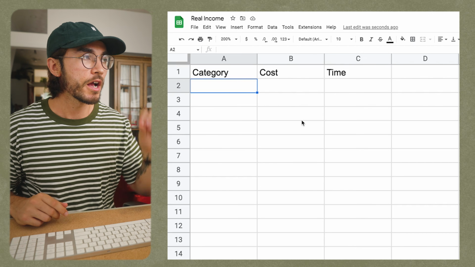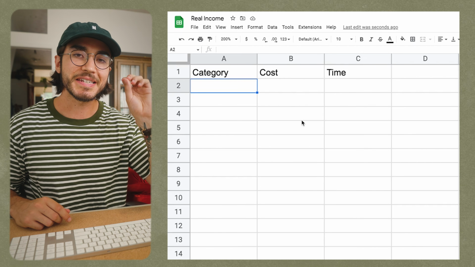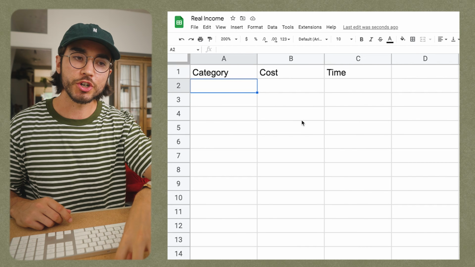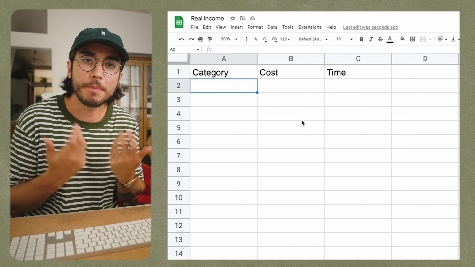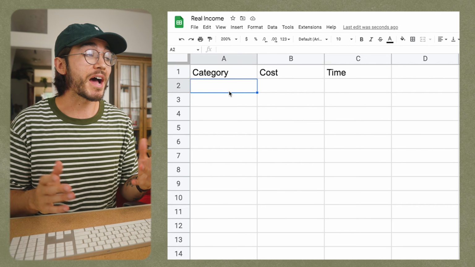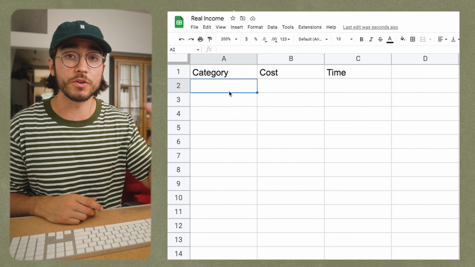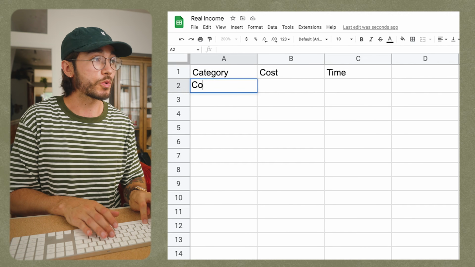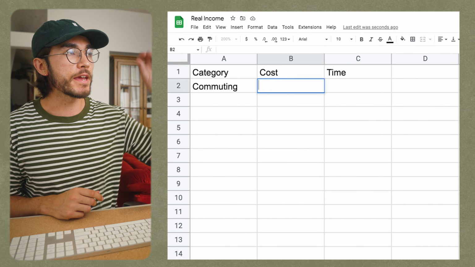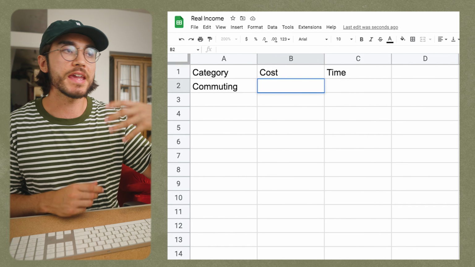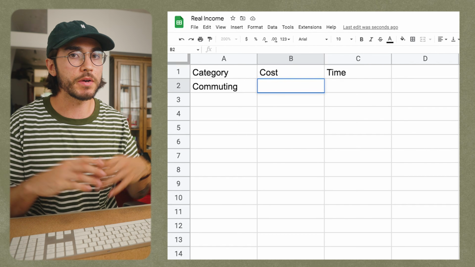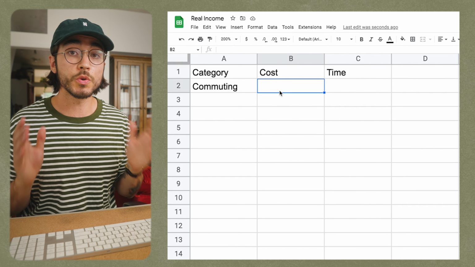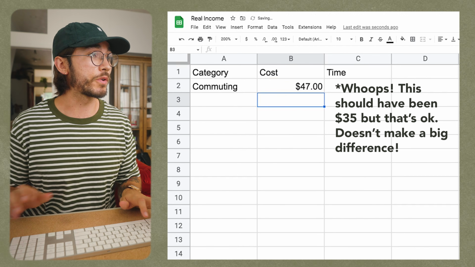So here's the plan. Under category, I'm going to list any expenses that I incurred that were directly related to me being able to perform my job effectively. For example, I had to take the subway to go downtown every day to get to work. So I'm going to enter commuting here. And under cost, I want this to be a weekly analysis. The subway cost me about $140 per month, so on a weekly basis, that's about $47.